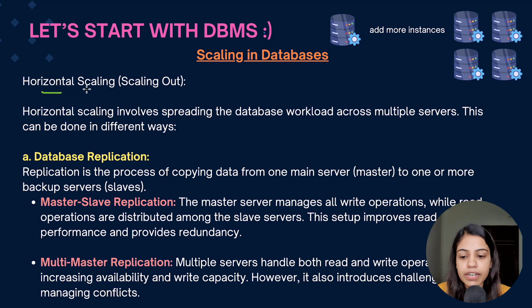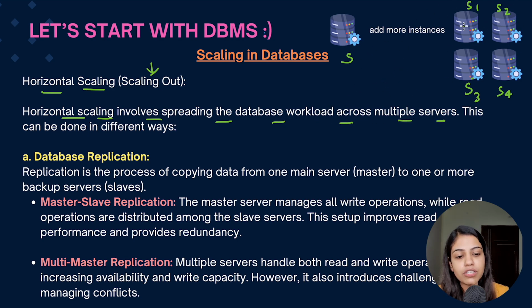Now coming to the next one, that is horizontal scaling, which is also called scaling out, because here we are not scaling the resources of the server, rather we are scaling the server. If there is one server earlier, we add more instances or more servers after scaling. So this is server 1, server 2, server 3 and server 4. Horizontal scaling involves spreading the database workload across multiple servers. Whenever we spread the database load across multiple servers, we call this horizontal scaling in terms of databases.